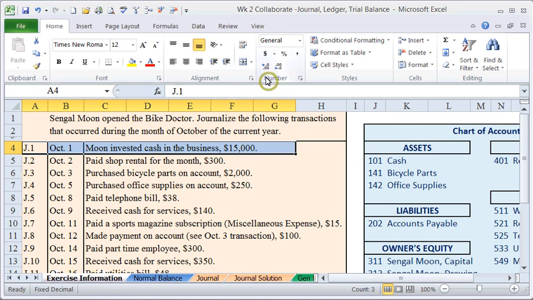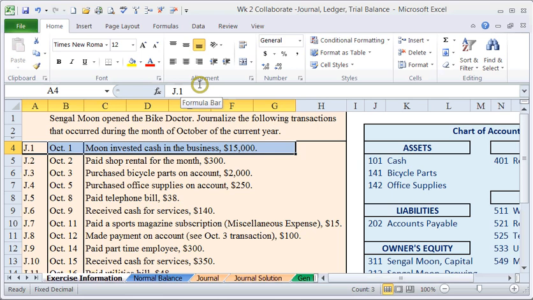In the previous PowerPoint demonstrations, we had an overview of double entry accounting and the first steps in the accounting cycle: analyzing transactions, recording journal entries, posting journal entries to the general ledger, and preparing the trial balance. In the following videos, we'll see examples of how those steps are completed.